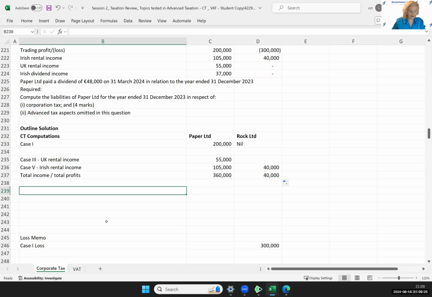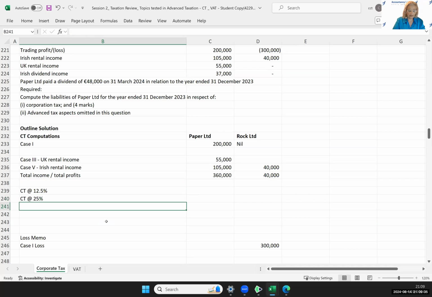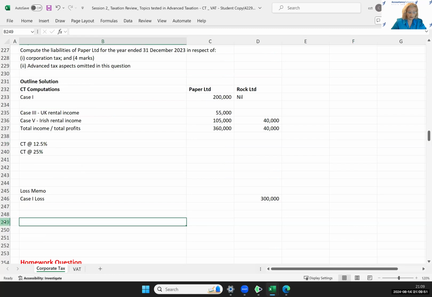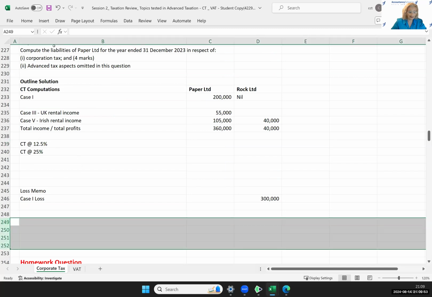And then I'm going to tax all those, corporation tax at 12.5%. And then we know we've got corporation tax at 25%. So all I've done there is I've simply copied the information that I got in the question into a template where I'm saying, look, here's all the income, here's the losses, and I now have to decide how I'm going to use those losses. Right? So what are the rules?